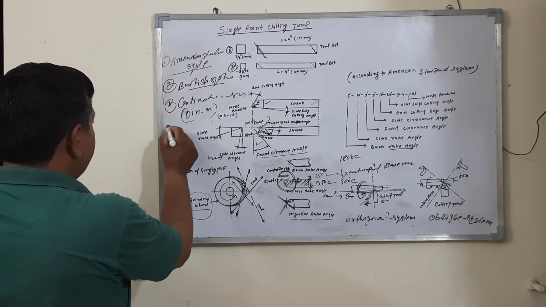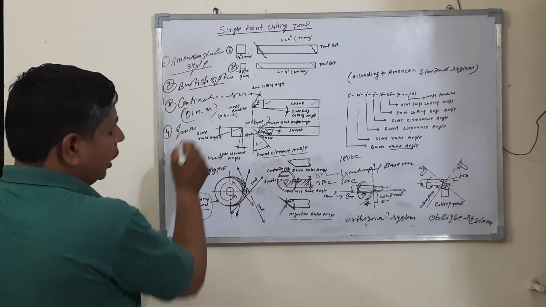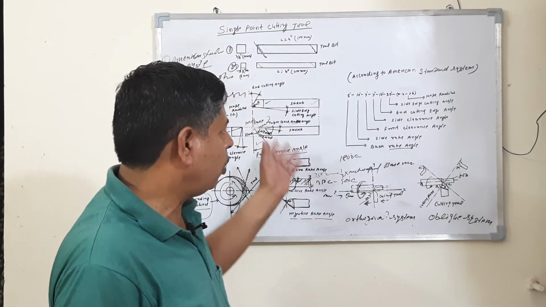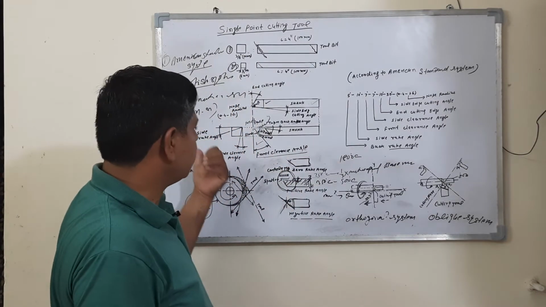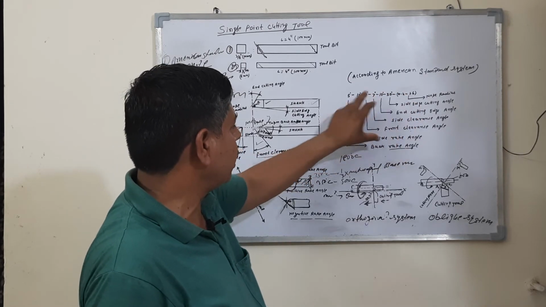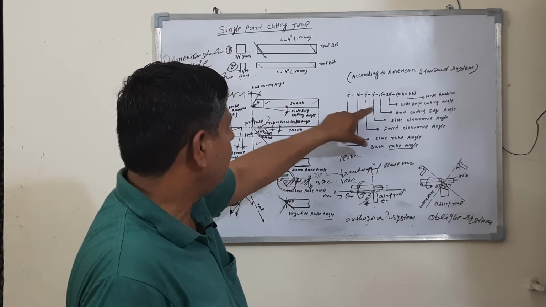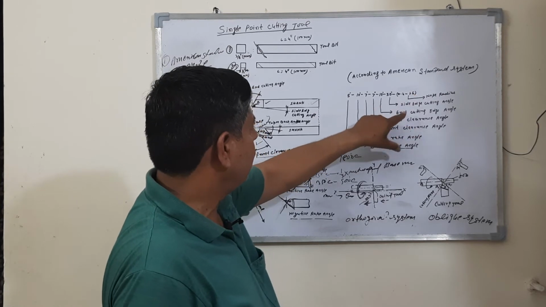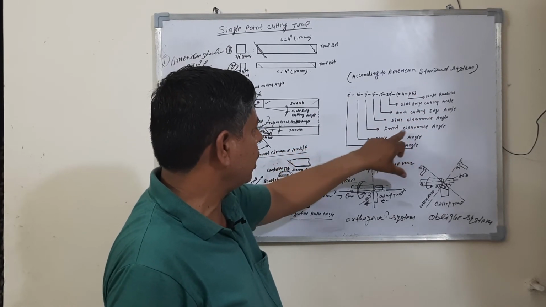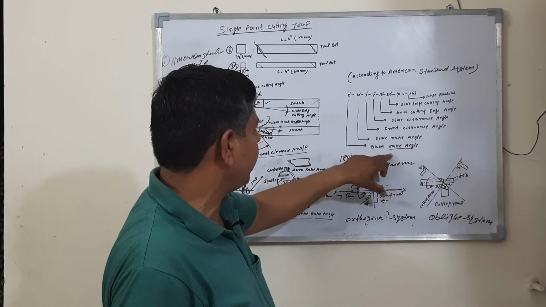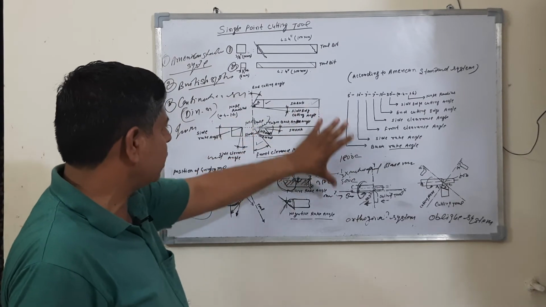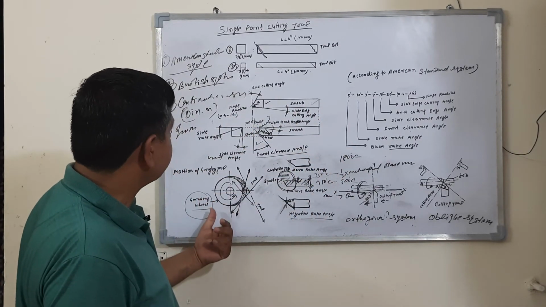Number four is the international system. The international system has just been adopted by all the countries. According to this, the angles are written in this way. This is the nose radius, side and end cutting angles, side clearance angle, front clearance angle, side rake angle, back rake angle. These angles are formed by the grinding wheels.